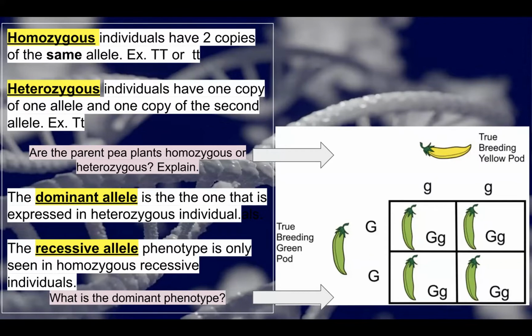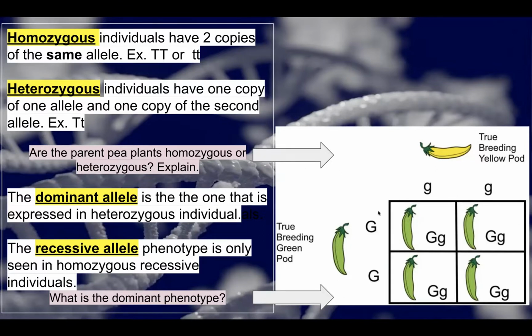Then we have, on the other hand, a heterozygous individual. Those are individuals with 1 copy of one allele and then another copy of a second allele. So they have 2 different copies. An example of a heterozygous individual would be if you see the genotype capital letter and then a lowercase letter. So that would be a heterozygous individual. So homozygous means the same, heterozygous means different. So using that explanation, look at our image over here on the right.